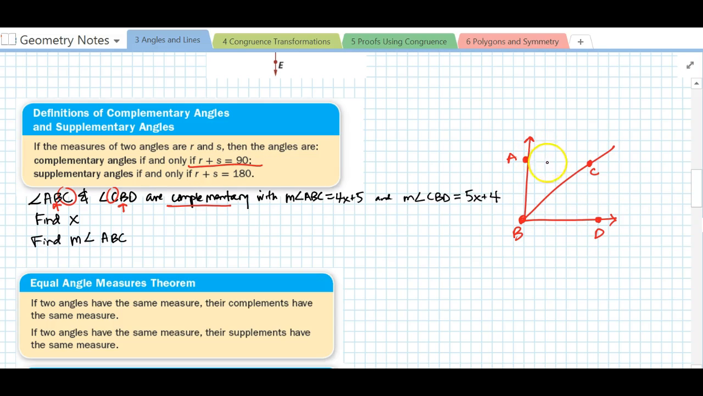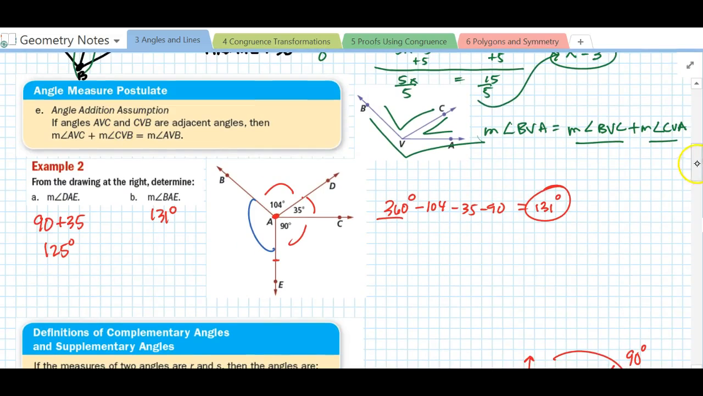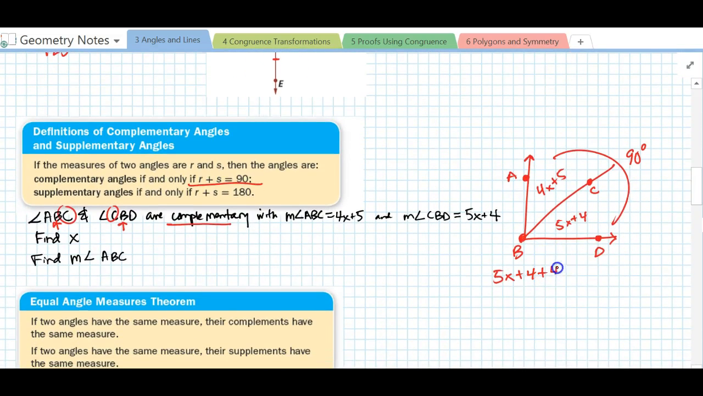So then I fill in what I know. Angle ABC is 4x plus 5. Angle CBD is 5x plus 4. Together, I know those two angles are going to make what? 90 degrees. So now if I just use my algebra skills and my angle addition assumption from back here, I can add them together and set them equal to 90, and I'll be able to determine what x is. Here we've got some like terms we can add. 5x and 4x makes 9x, and 4 and 5 makes 9 as well.